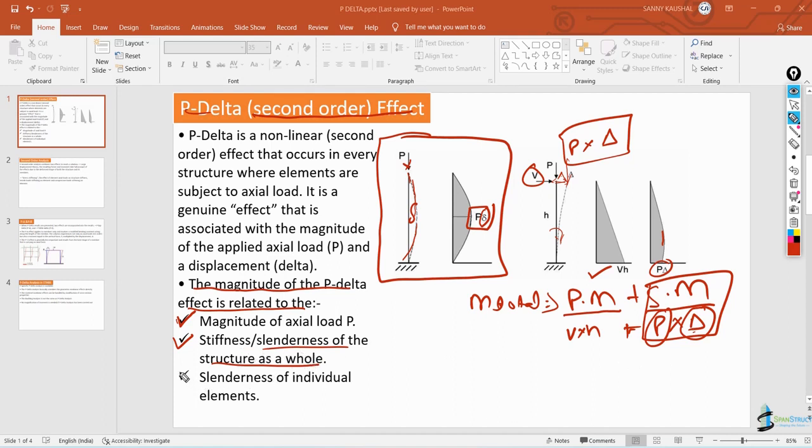Also, look at the slenderness of the individual element. Suppose you are designing a long column, in that case there will be more slenderness effect, and your P delta effect will be more. So in long column design we have to consider the P delta effect. Now I think you understand the importance of P delta and what these things are related to. Now I will explain this whole thing once again in the ETABS model. Let us open the ETABS software to explain this.